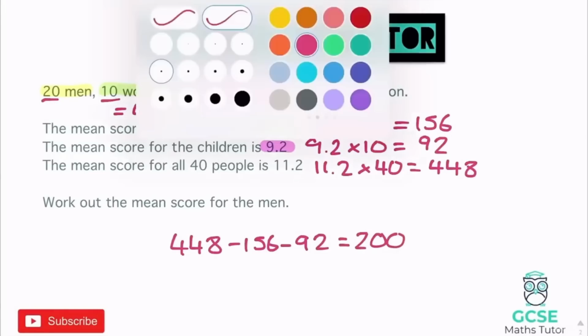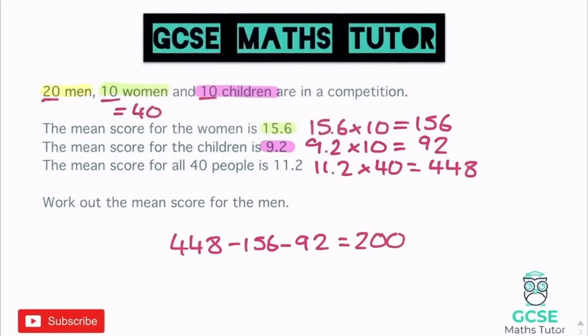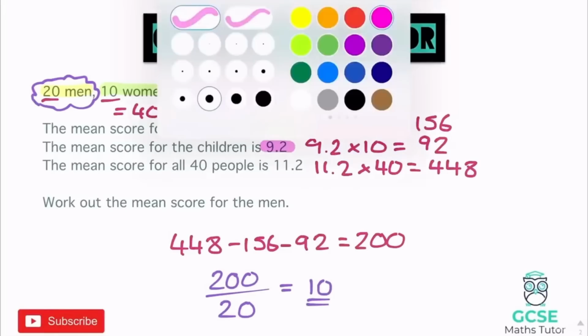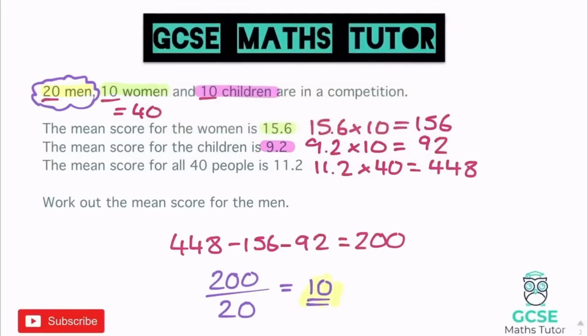Now we can finish off our mean again, just like before. Don't forget there are 20 men, so now we've got their total of 200. We can divide that by 20, and 200 divided by 20 is 10. There we are, and there is the mean for the men. Right, let's just highlight that. There we go, there's our final answer.